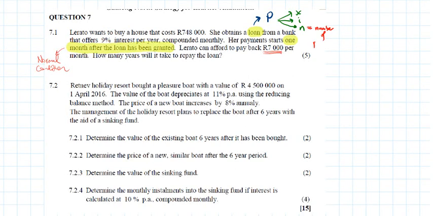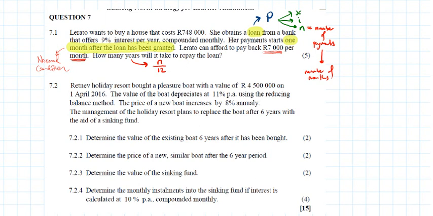So when we find the number of payments, that will be the number of months. Why is it the number of months, by the way? Because she pays every month. So the number of payments will actually be the number of months. So whatever that answer is, we will divide it by 12, because the question asks for years. So whatever n we get, we will divide it by 12. Okay, that's what we will do.